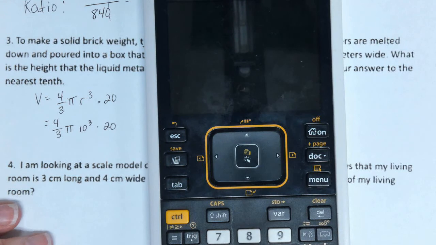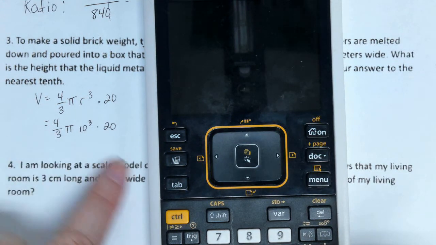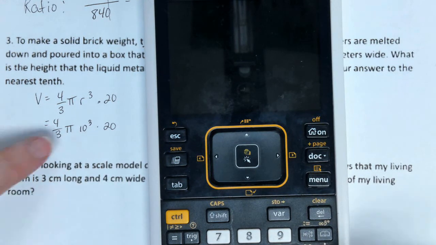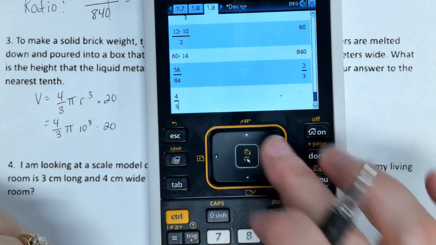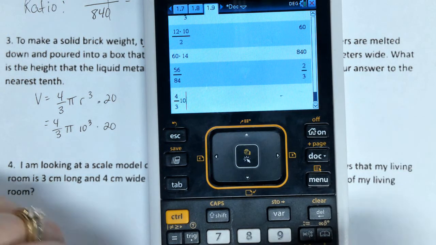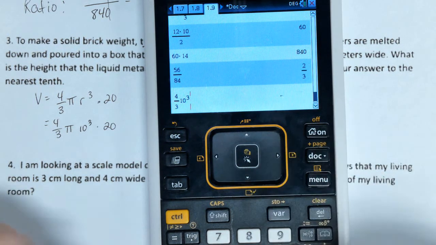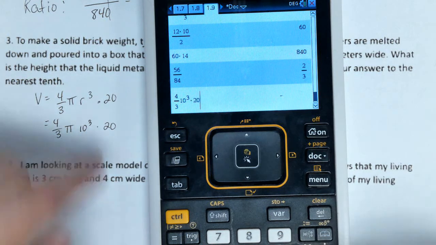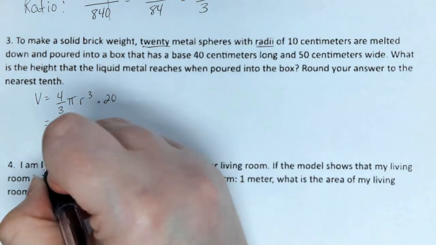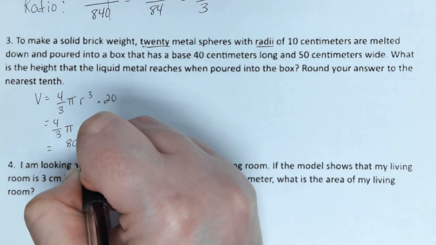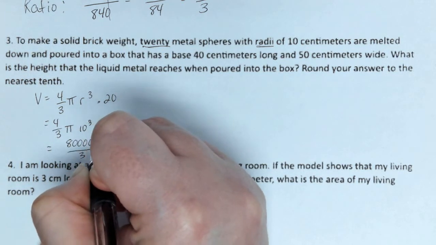So let's see. Order doesn't matter because there's no adding or subtracting. It's just multiplying and dividing. So it doesn't really matter which order you put it in. I'll just put it exactly like it shows: 4/3, then 10 cubed, then times 20. And whatever I get, I'll just put pi with it. So that said 80,000 over 3, and there's a pi there.